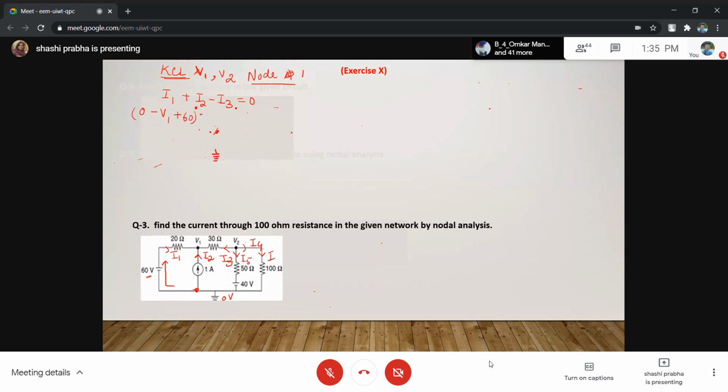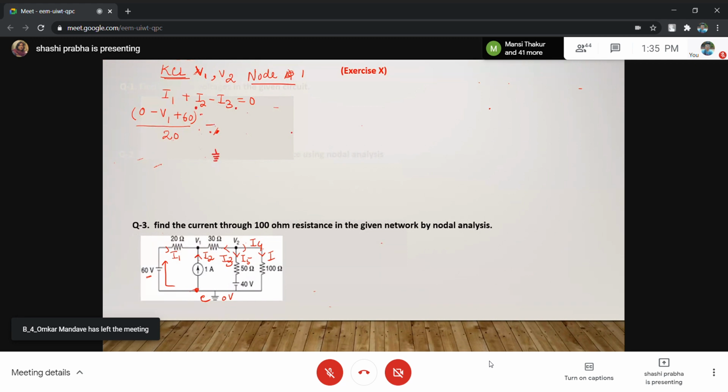So what is the voltage between D and A? Let us call it node C. What is the voltage between C and A? Look, this is C and this is A. You can call it 3 or 1. So this is 0 minus V1 plus 60, because it is a rise, divided by 20.